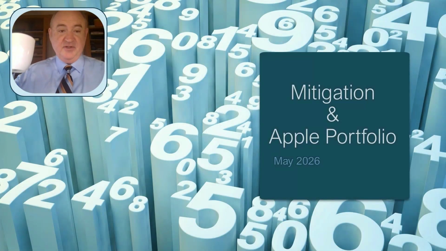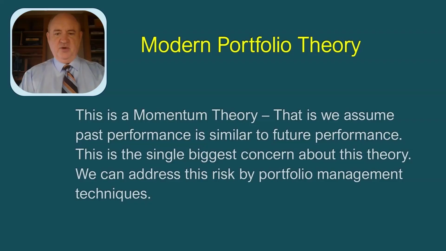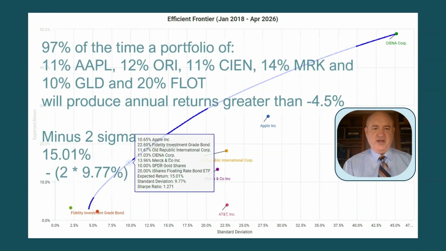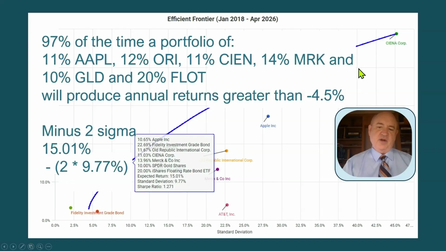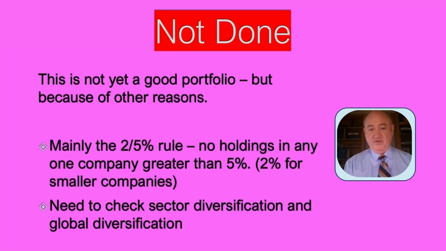All right. Let's get into how we mitigate some of the risks of a portfolio. And we'll use the Apple portfolio as an example on how we do this. Remember, we went through modern portfolio and we talked about some of the risks of the modern portfolio. And we're going to go through some steps to mitigate those risks. And if you remember, I came up with this portfolio at the end, which had a -2 sigma number of -4.5, which looks like a great portfolio. It's going to make 15%. However, we haven't checked for diversification, and I can see right out the top of the bat, we've got too much concentration in several of these companies. We want to get that concentration to under 5.